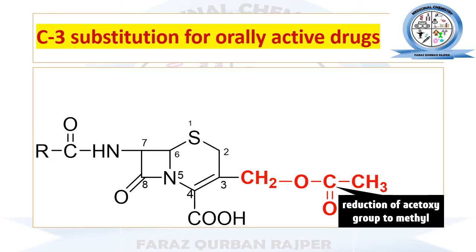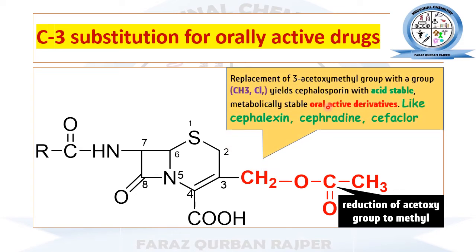First of all, let's consider the reduction of the acetoxy functional group. If we cause the reduction of the acetoxy group, it will be converted into a methyl. And we have different cephalosporins that have a methyl group at the C3 position in place of acetoxy, and they are orally active and acid stable. Examples of these drugs are cephalexin and cefaclor. They have the methyl group at the 3rd position.